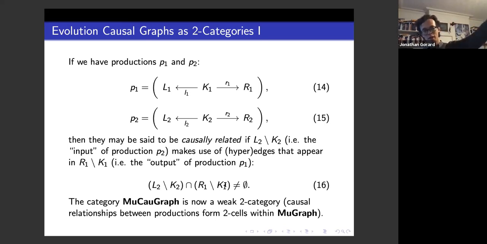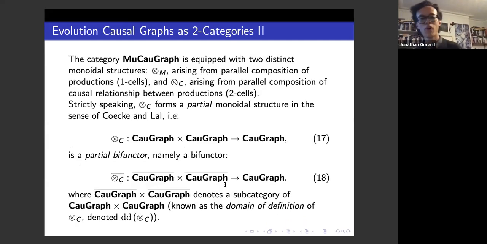So in effect, what's happening is that every transformation between hypergraphs gives us a 1-morphism, and every causal relationship between those rewriting events gives us a 2-cell between those 1-morphisms. To be a bit more explicit, what we've got are 2 different monoidal structures. We've got the ordinary monoidal structure that occurs from the fact that we can compose these rules, these productions, in parallel.